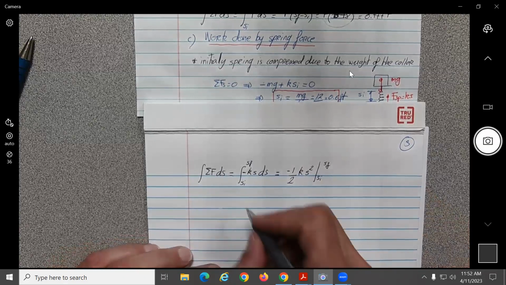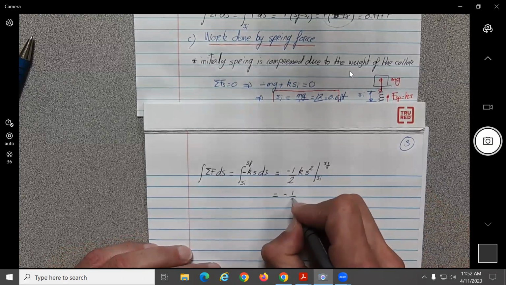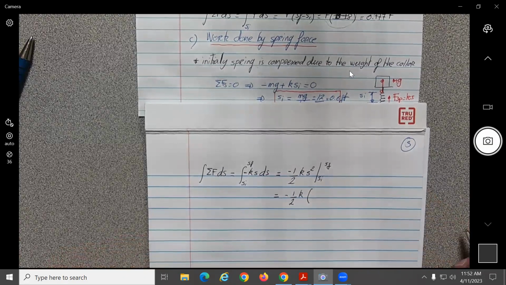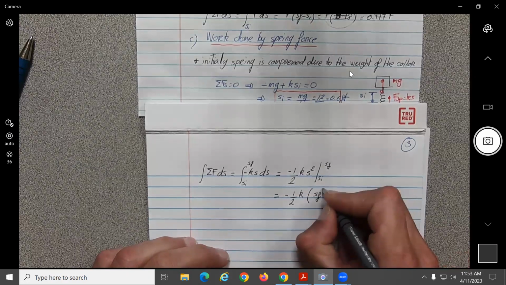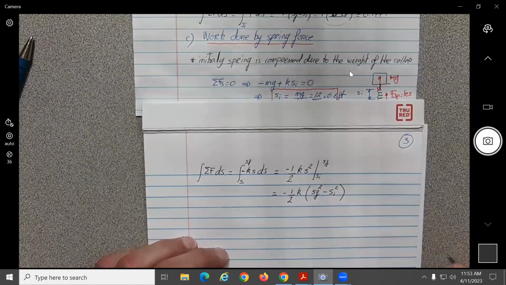So maybe now we can play with this. I think you had a very good point over here. So let's say it will be minus one half k. All right, let me write this down and see if we can make it work. If we do this, this is equal to this, no?